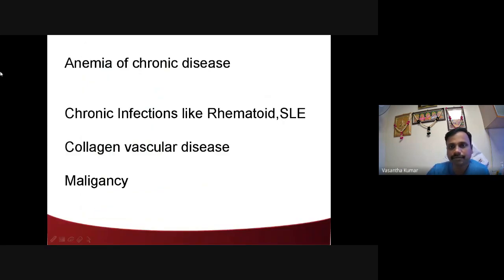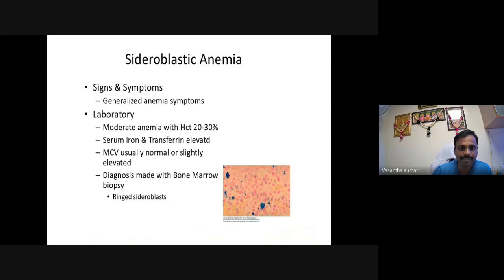And next is the anemia of chronic disease. So chronic infections like tuberculosis, or rheumatoid arthritis or SLE, the autoimmune conditions (rheumatoid is not an infection, it is an autoimmune condition), and collagen vascular disorders, vasculitis, and certain malignancies will cause anemia of chronic disease.